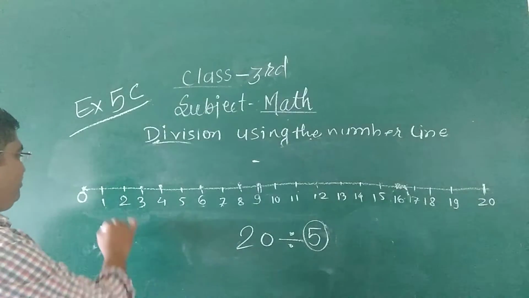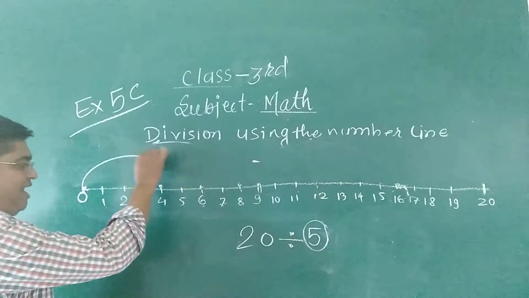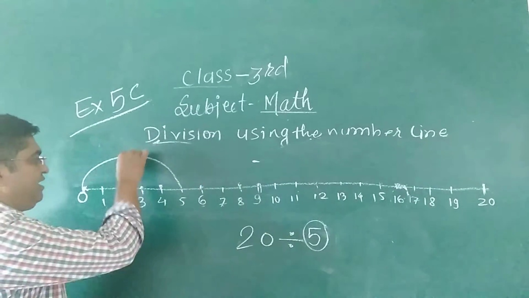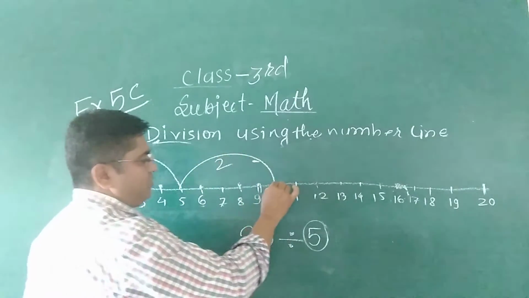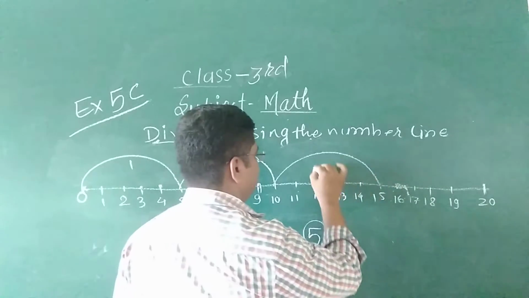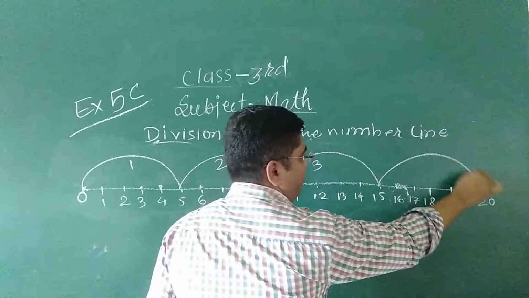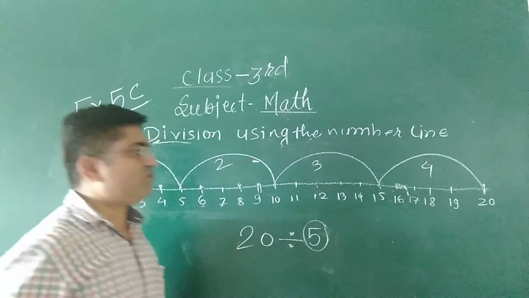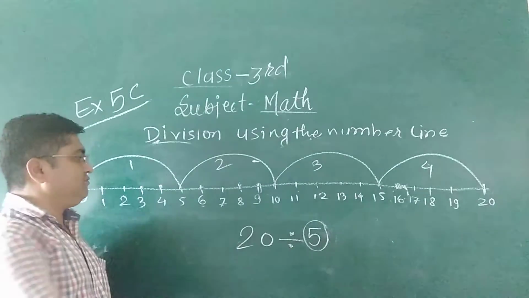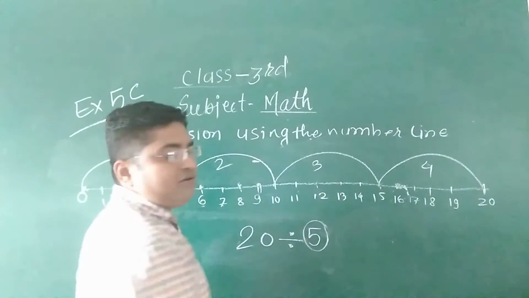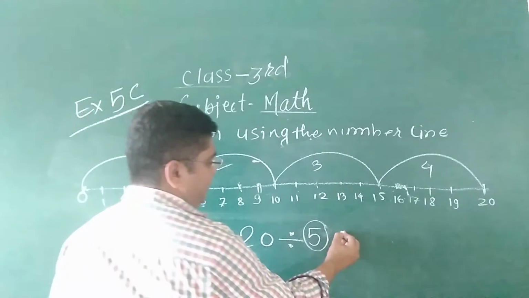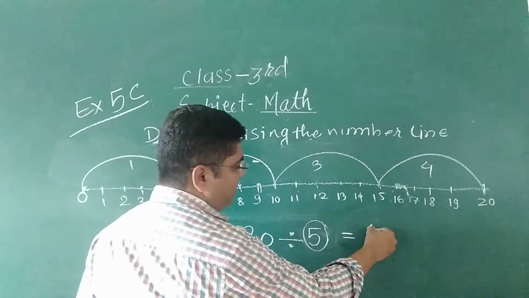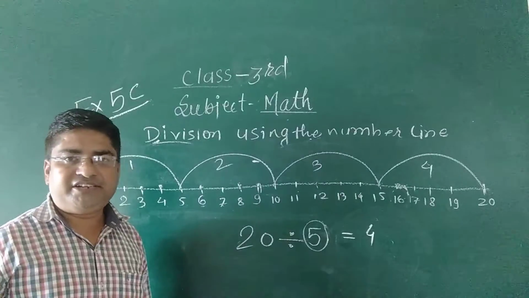Okay, so what will we do here? Taking from 0 to 5, number 1. 5 to 10, number 2. 10 to 15, 3. And 15 to 20, 4. So what is 1, 2, 3 and 4? This is our answer. So 20 divided by 5 equals what? 4. Got it?